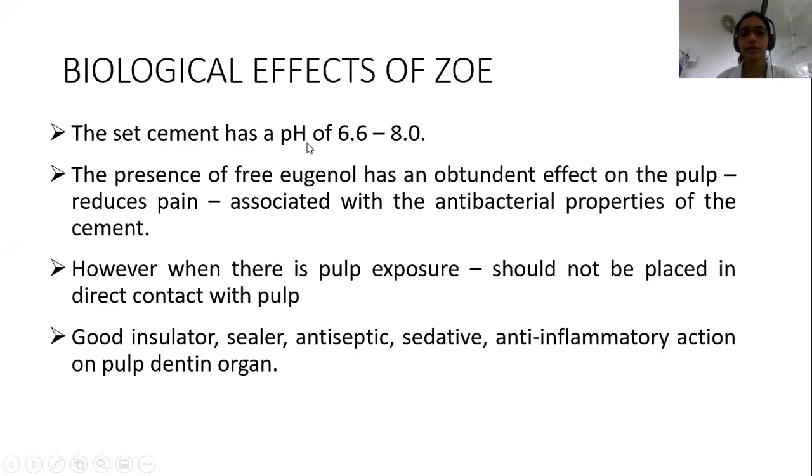The set cement has a pH of 6.6 to 8.0. So zinc oxide eugenol has a basic pH. The effect of zinc oxide eugenol on the pulp depends upon the concentration of the eugenol the pulp is exposed to.